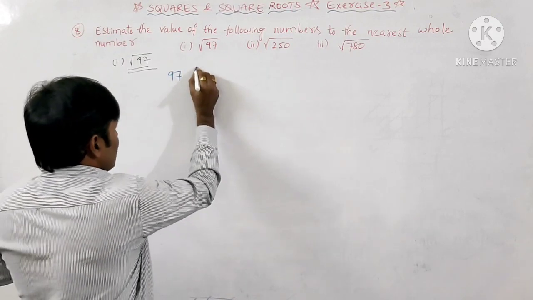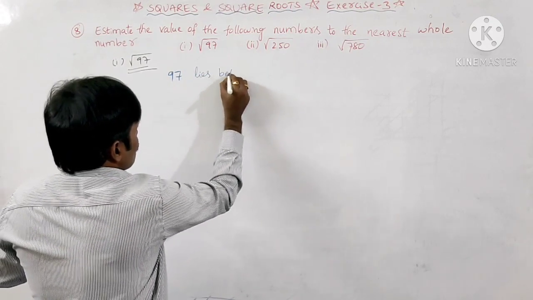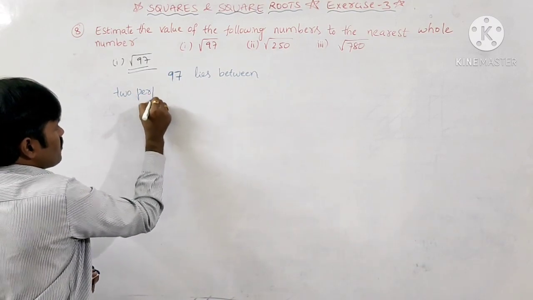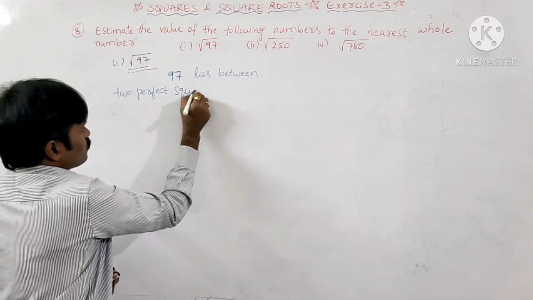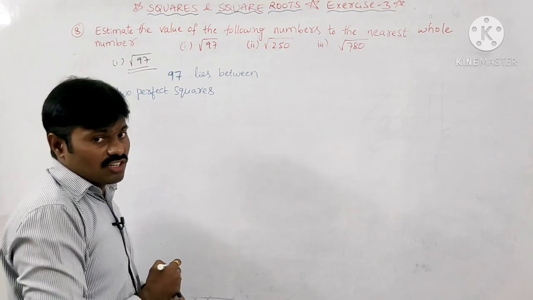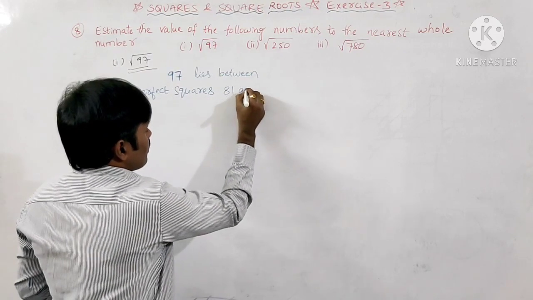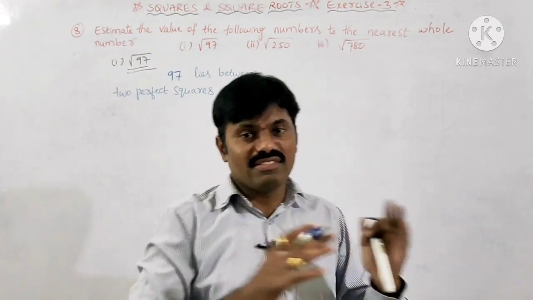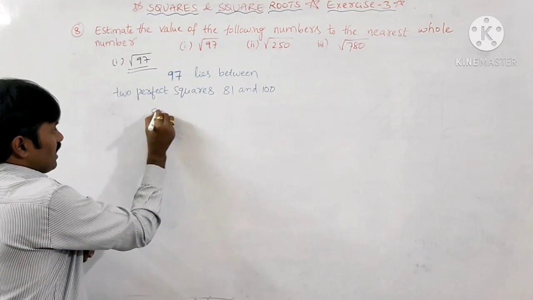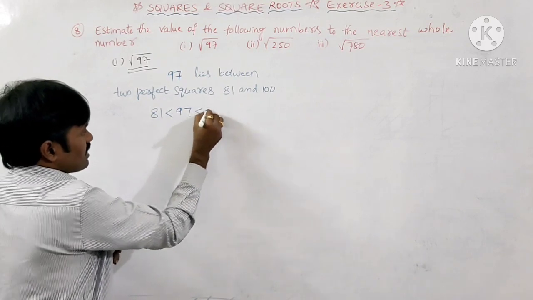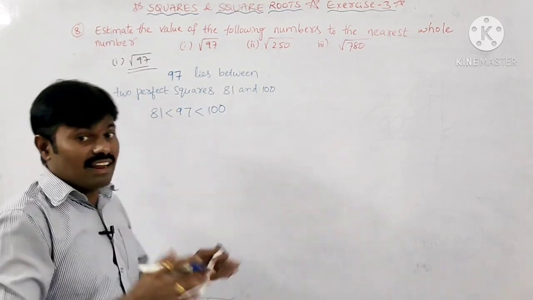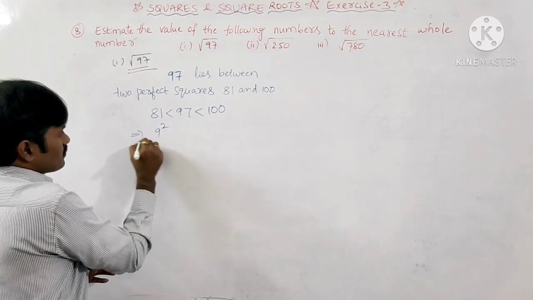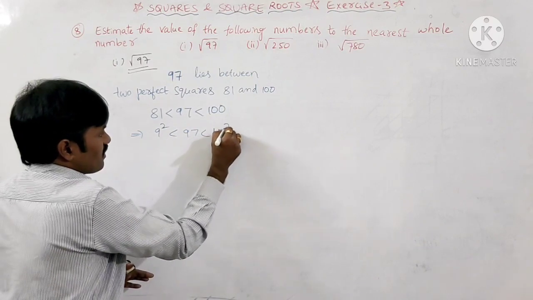Yes, 97 lies between two perfect squares. Those are 81 and 100. So I can write 81 is less than 97 is less than 100. These 81 and 100 are perfect squares. How? 81 can be written as 9 square, and 100 is 10 square.